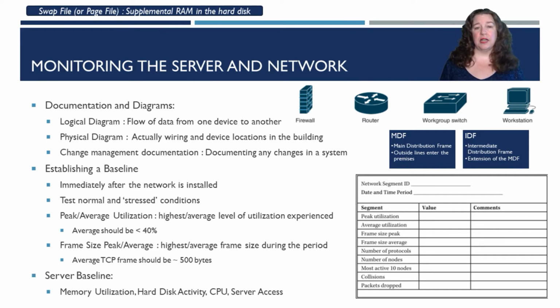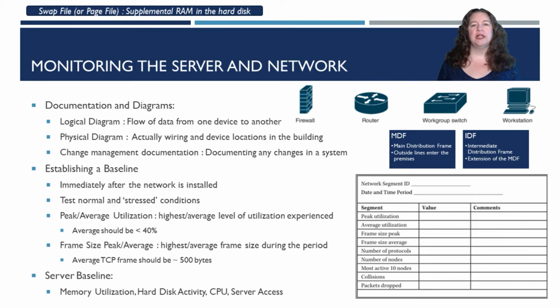The physical diagram is going to show you where in the building is the actual wiring and where are the actual devices located. Both of which are extremely important because if you know that a specific device is causing trouble, you need to know where in the building that device is. You also need to be able to recognize how other devices are related to each other in a logical diagram. So logical is going to be your flow of data. How is your data flowing from one device to another? As opposed to the physical is where is it in the building.